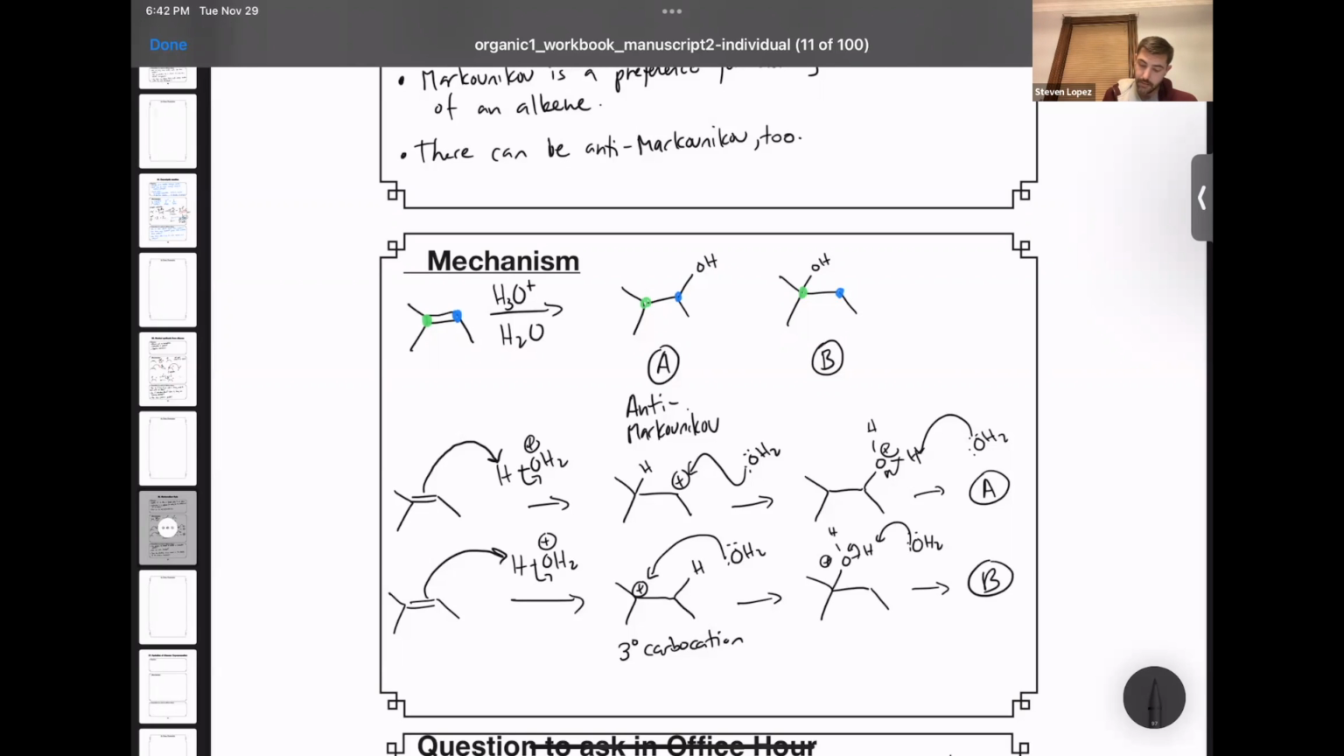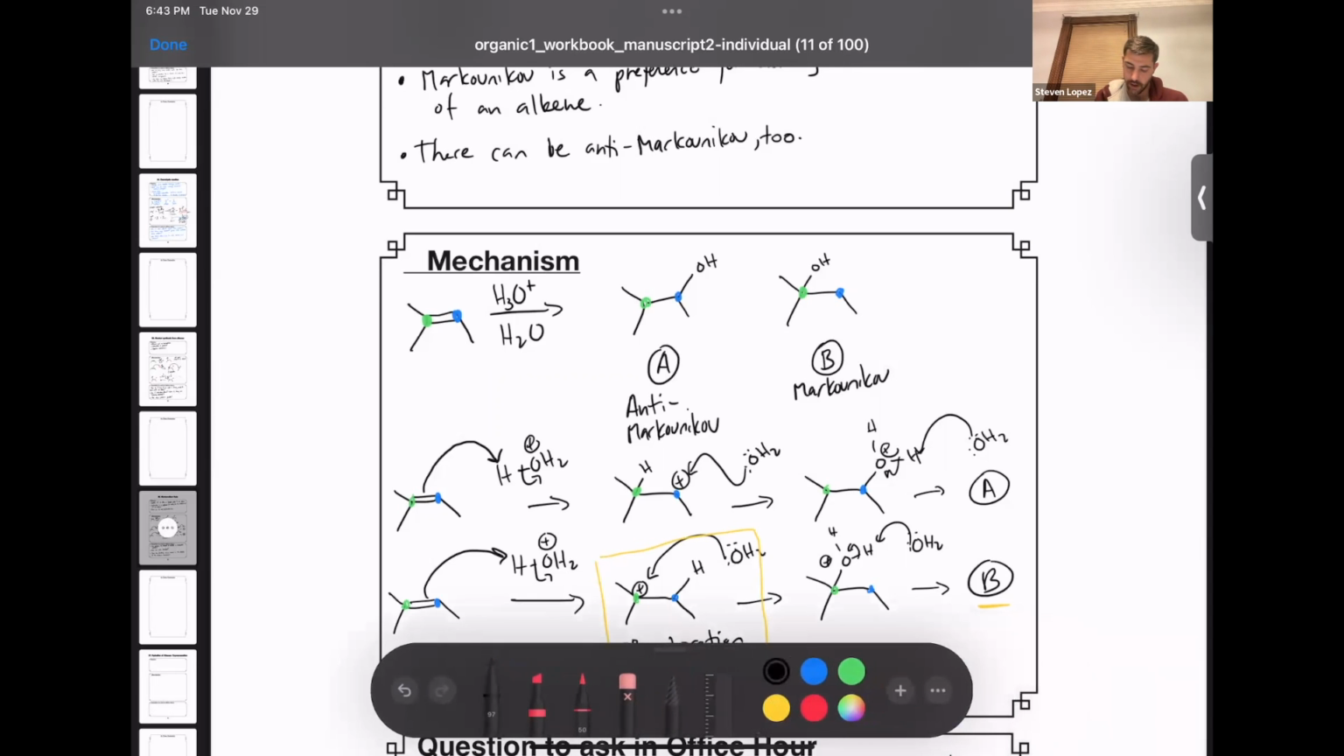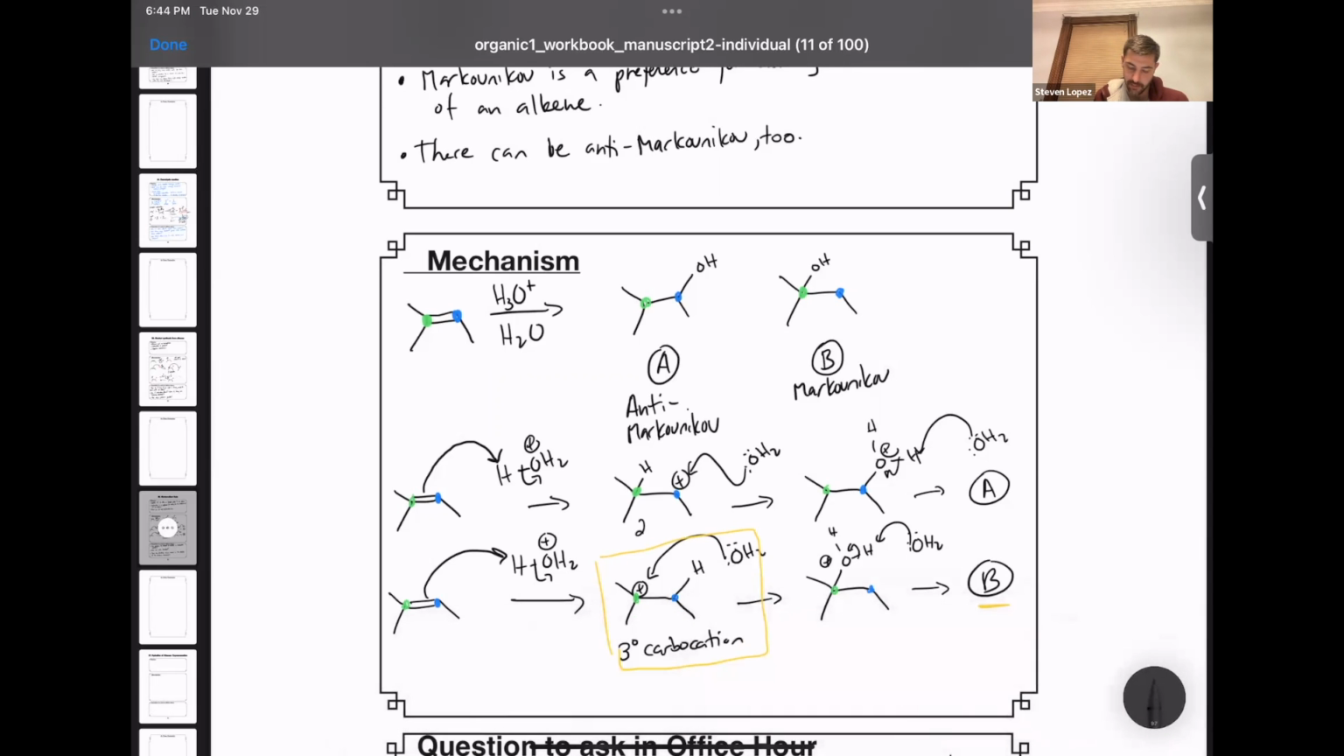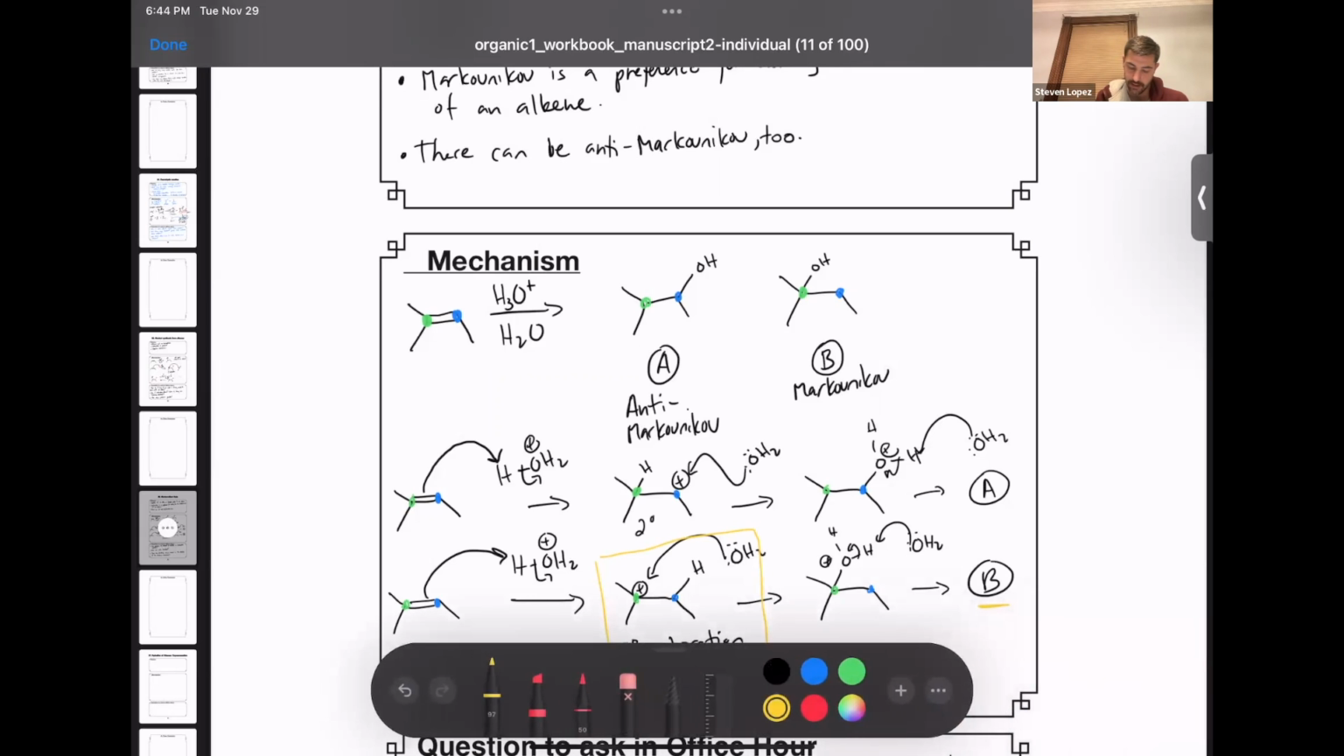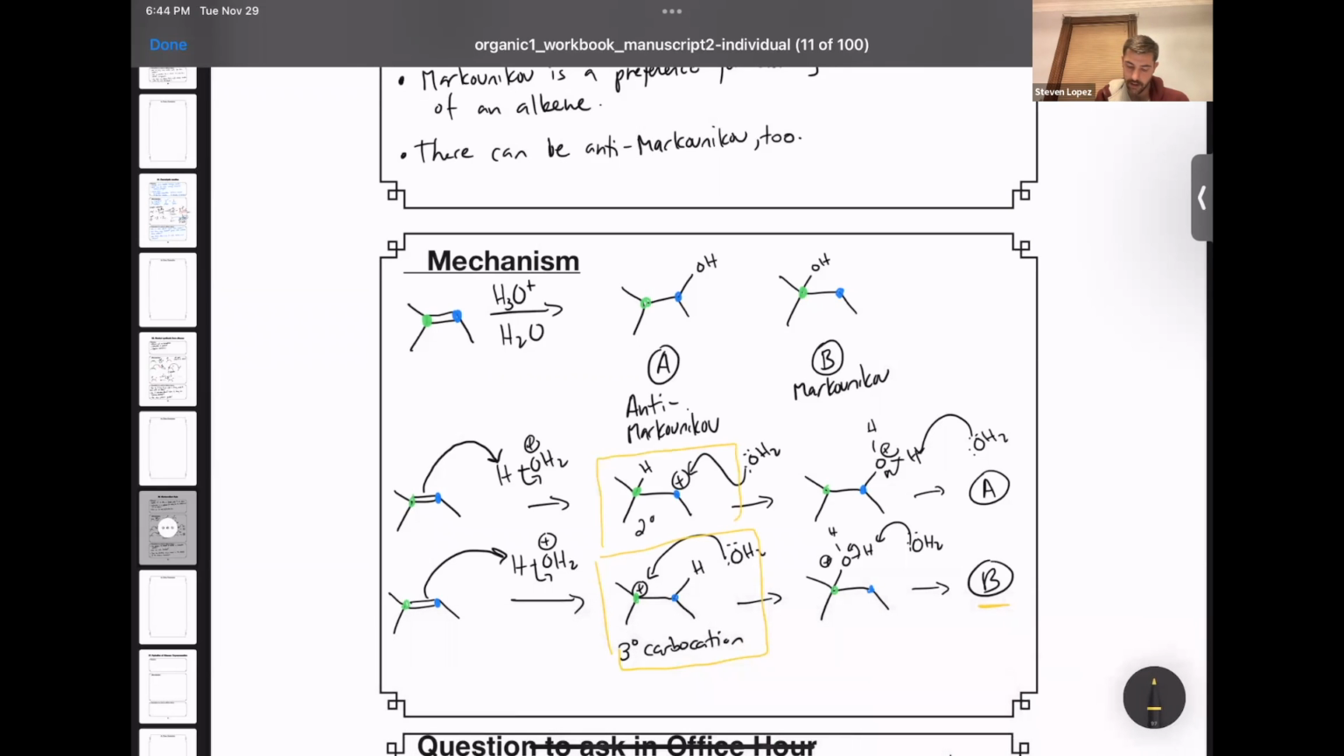Now the reason that B, the Markovnikov product, is favored is because of the difference in energy. The Markovnikov product B involves a tertiary carbocation as a reactive intermediate, while the anti-Markovnikov product involves a secondary carbocation, which is less stable than a tertiary carbocation.